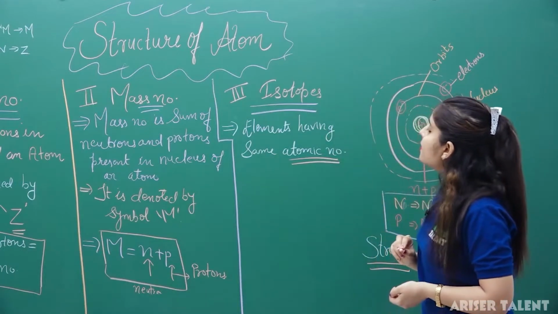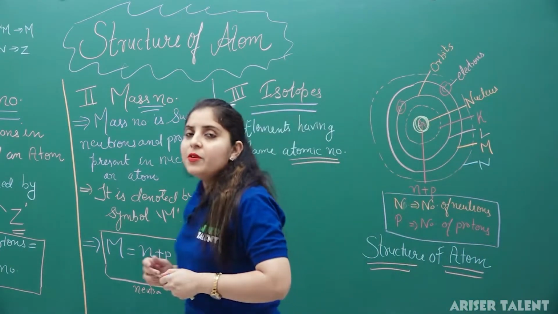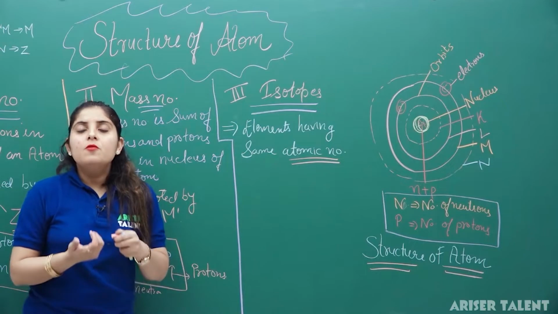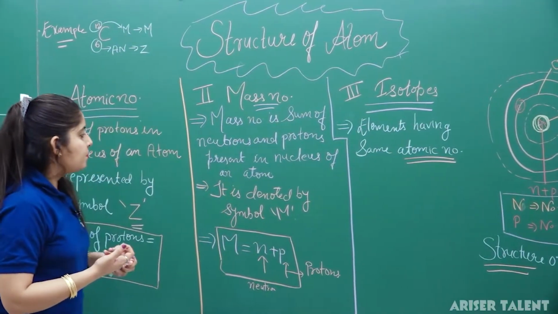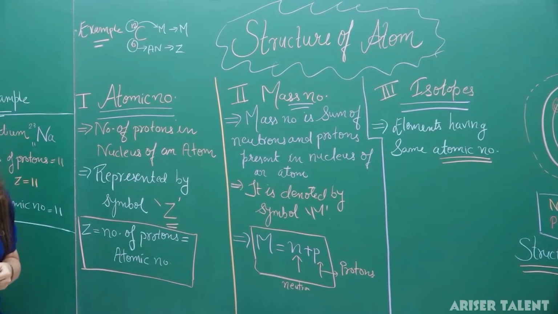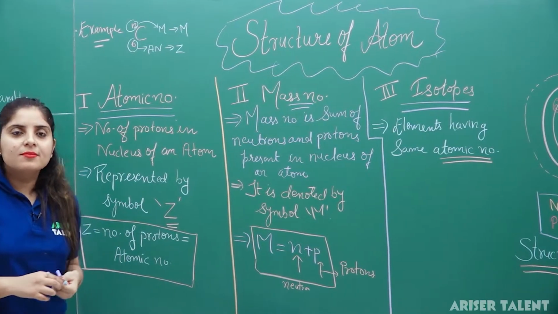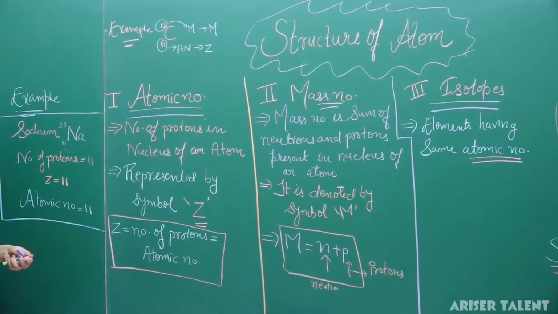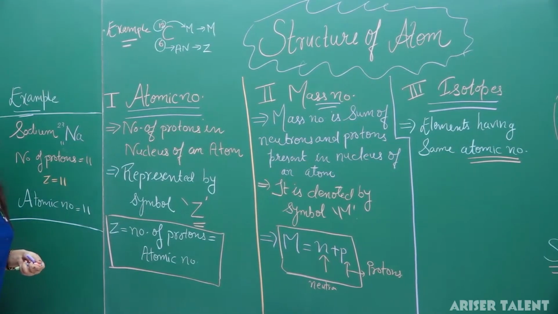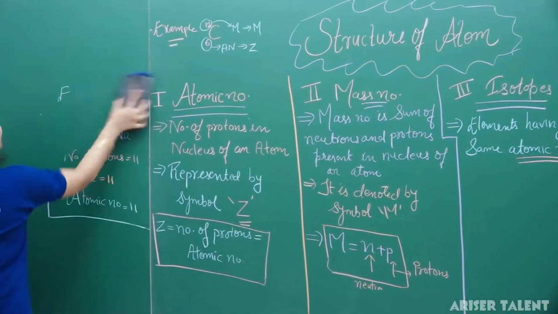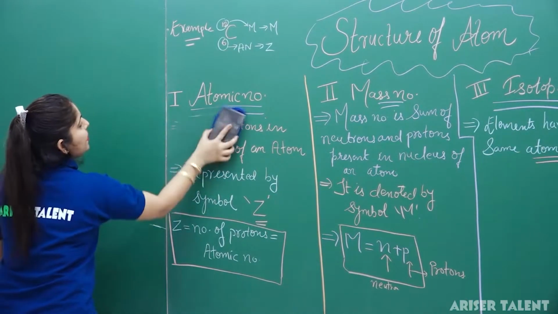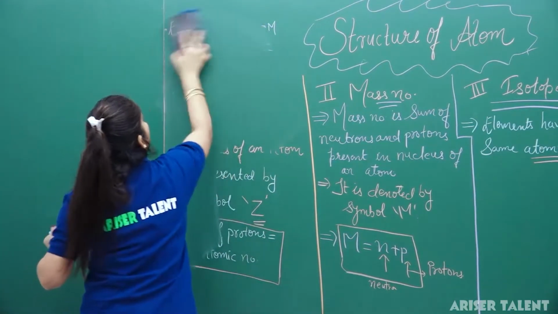Now we will consider the example for the isotopes. We have different examples for isotopes. Firstly, we will consider the isotopes of hydrogen over here. If anyone wants to copy it, please copy it now. So now we are proceeding to the examples of isotopes over here.